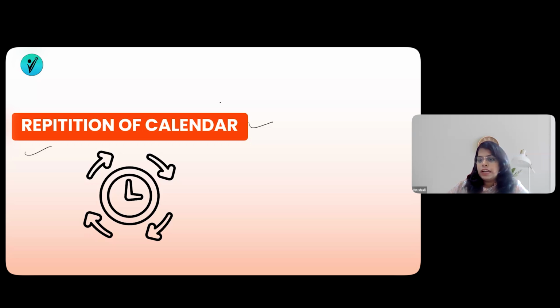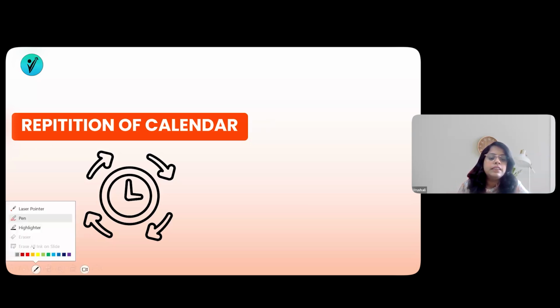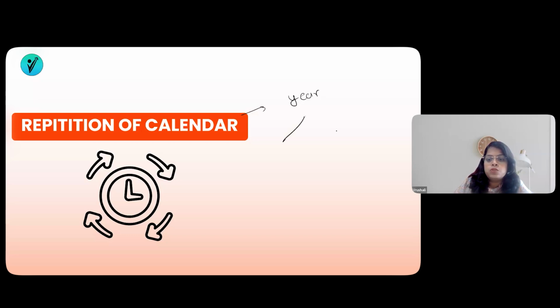Before starting, what we know is that a calendar consists of years, right? There are two types of year. One is the ordinary year and one is the leap year. What is the difference between the ordinary year and the leap year? In the ordinary year there are 365 days, and in the leap year there are 366 days. Why is it so?